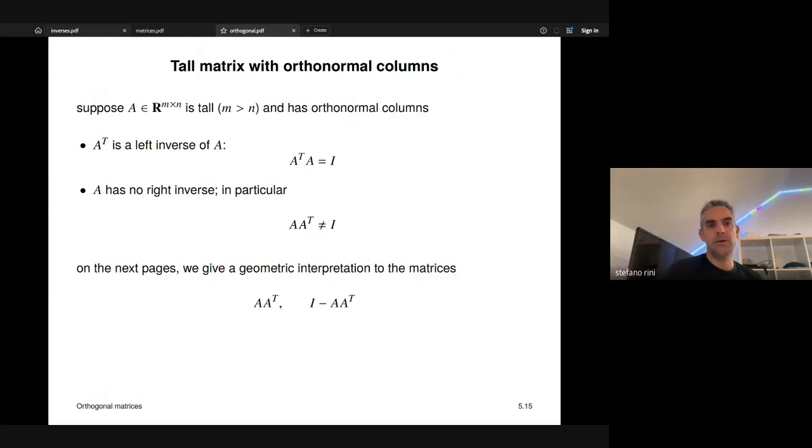Okay, so A transpose is the left inverse of A. This is A transpose A equal to I, but A has no right inverse. So you cannot have A times A transpose equal to I. We'll give an interpretation of this later. Intuitively, it's clear because if you have a tall times a flat, you don't have enough vector pairs to have orthogonality.